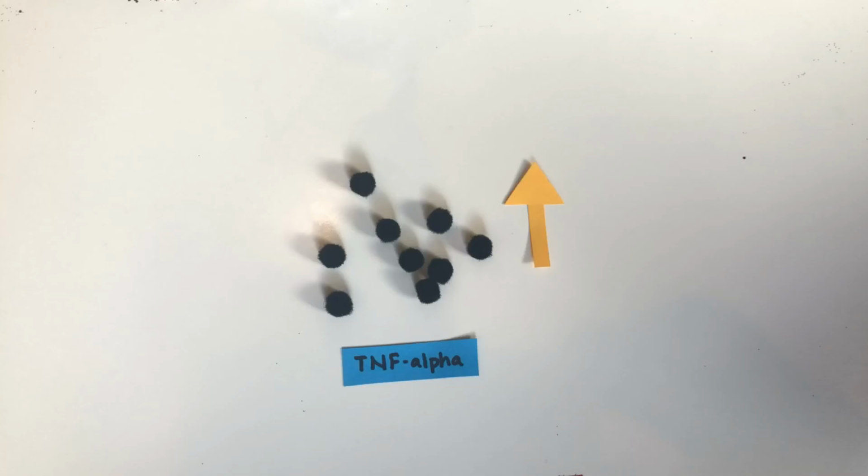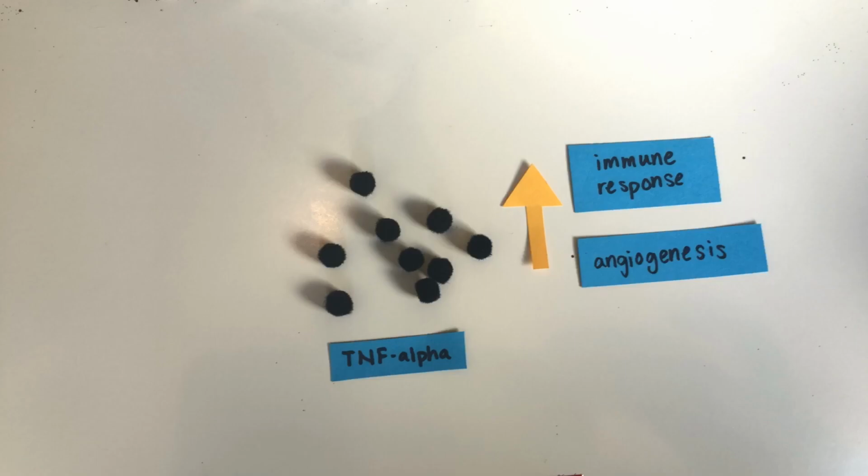Tumor necrosis factor alpha, or TNF-alpha, is higher in people with advanced stages of endometriosis. There is a positive correlation between the amount of plasma TNF-alpha and the size of the endometrial lesion. TNF-alpha helps activate the immune system, promotes endometrial cell proliferation, endometrial adhesion, and angiogenesis.